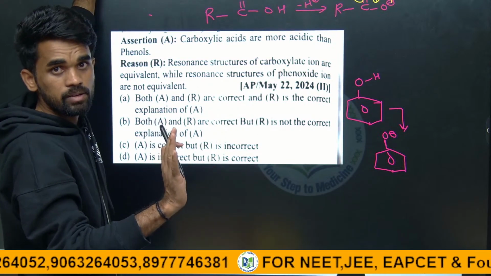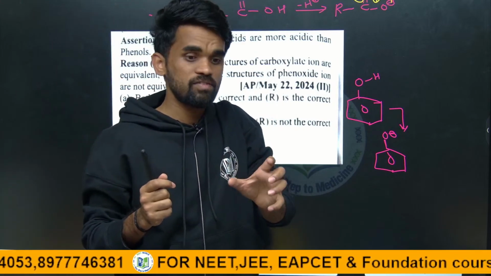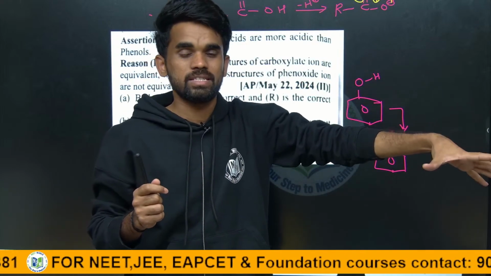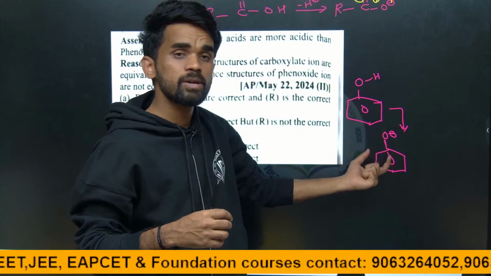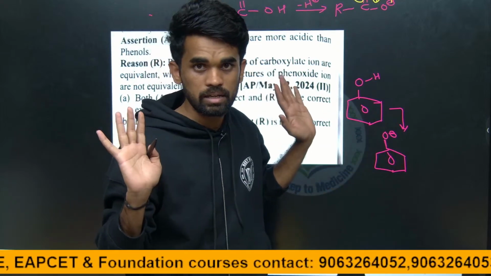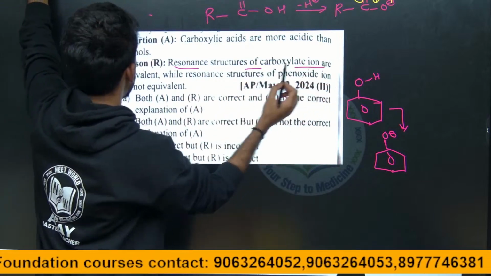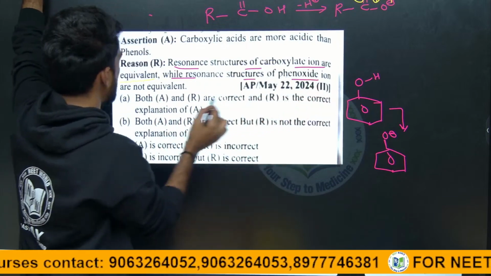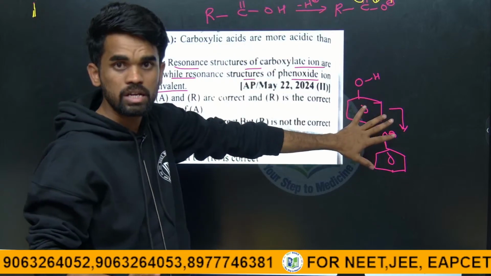I hope it is clear, because we need to check for this. In order to express the acidic nature of a particular organic acid, we need to check the stability of its conjugate base. The conjugate base of carboxylic acid is more stable than the conjugate base of phenol. I hope it is clear. Now, the resonance structures of the carboxylate ion are equivalent, while the resonance structures of the phenoxide ion are not equivalent. That is what I am saying, equivalent conjugation and non-equivalent conjugation.